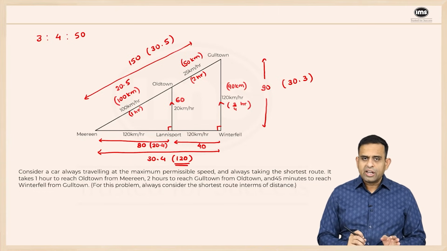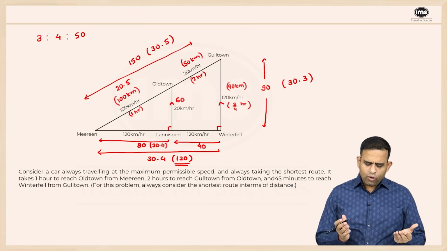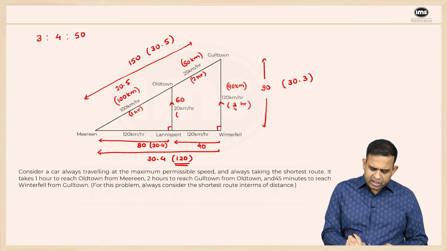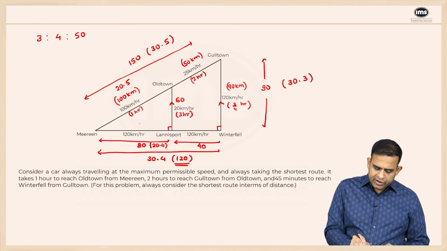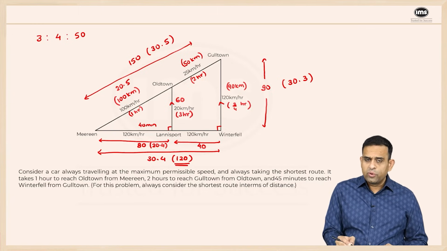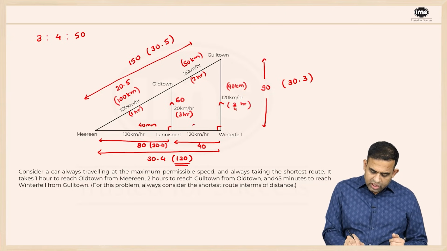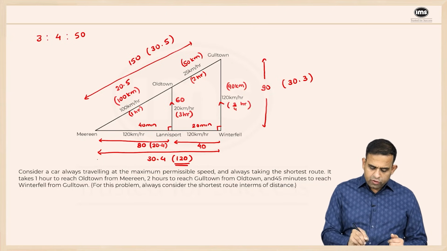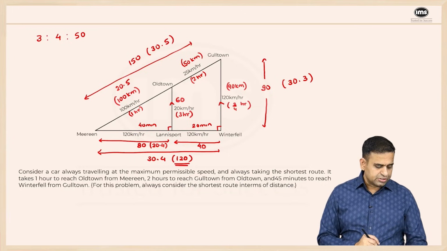So we are able to find out the distance for each segment, and now we can easily answer all our questions. We can also find out the time for each of them. If I go with the normal maximum speed, this will be 2/3 of an hour, which means 40 minutes. For this segment, 40 by 120, because distance upon speed will give you time, 1/3 of an hour, giving you 20 minutes. So for each segment the time is known to us, and now we can attack our questions.